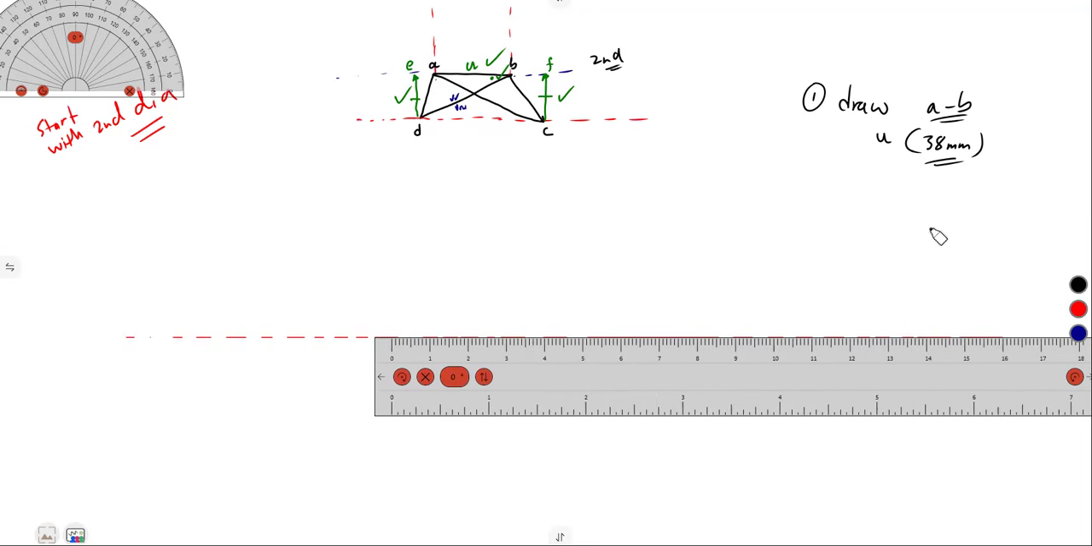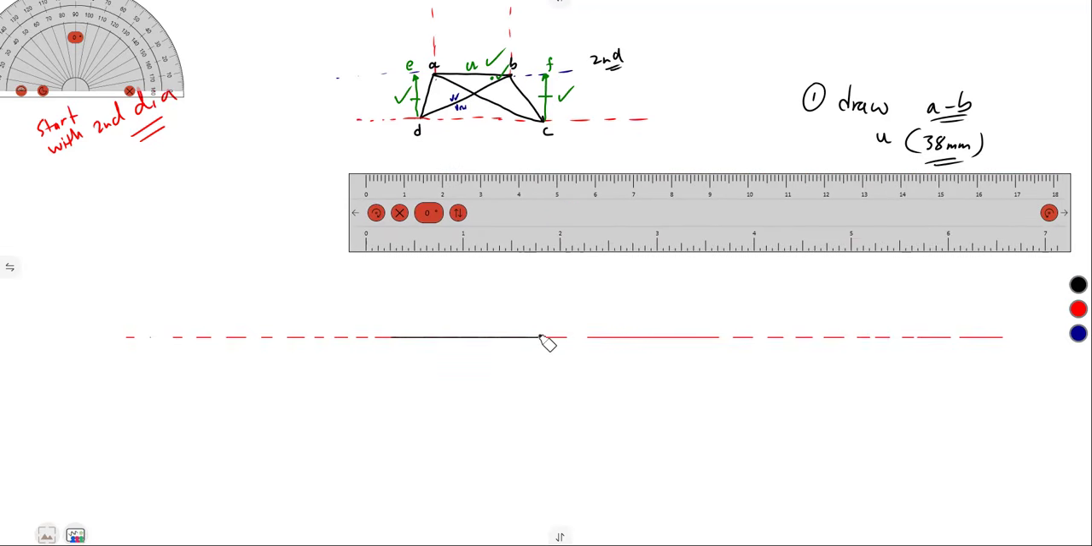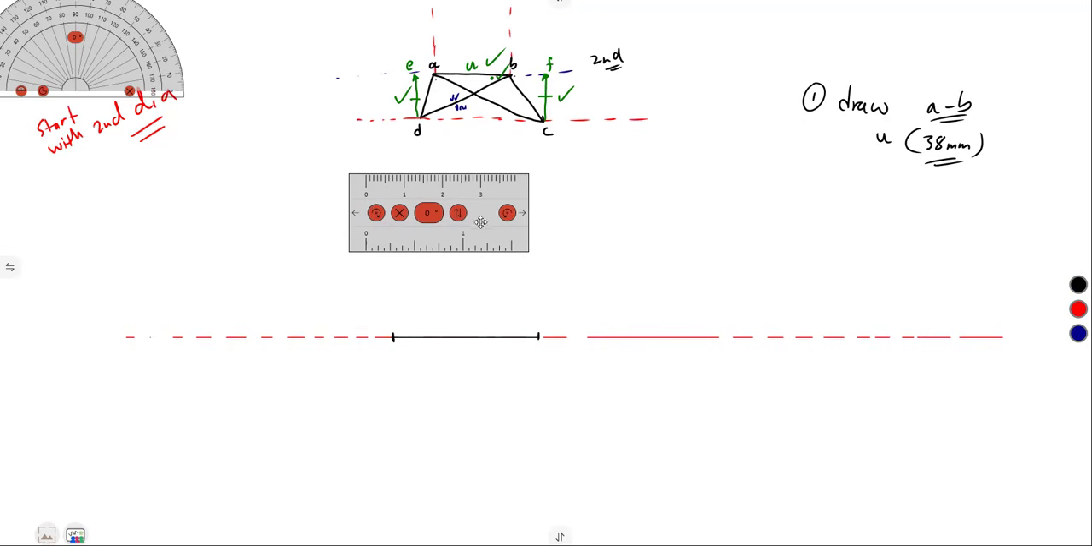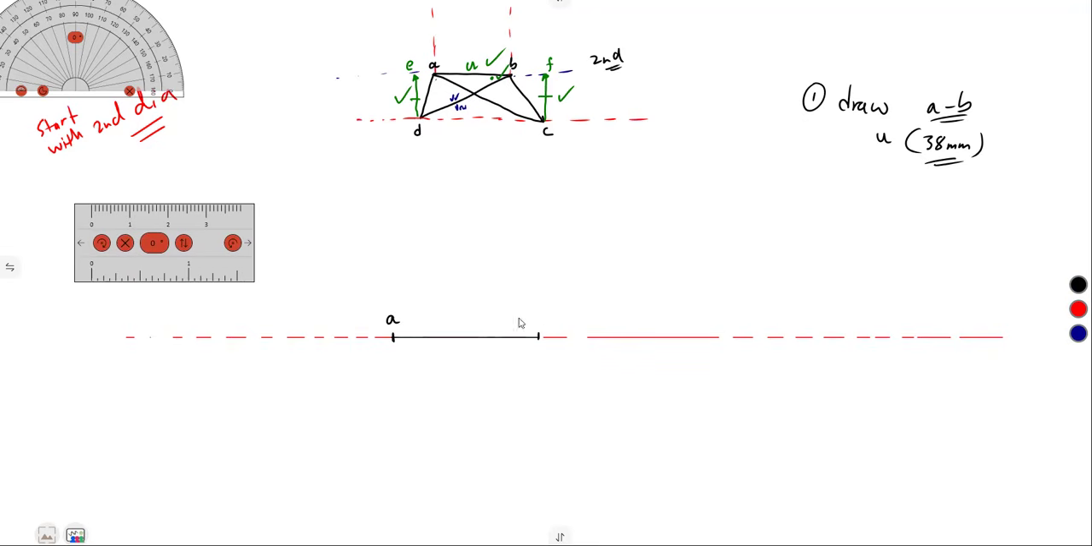So what I need is 38 millimeters or 3,8 centimeters. So that's from 0 here to 3,8, just before 3,9, approximately somewhere there, like this. So that's the line AB from A to B of the second diagram. We are on the second row of the second diagram. We have got that one.